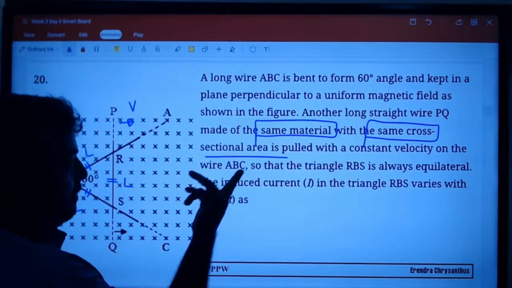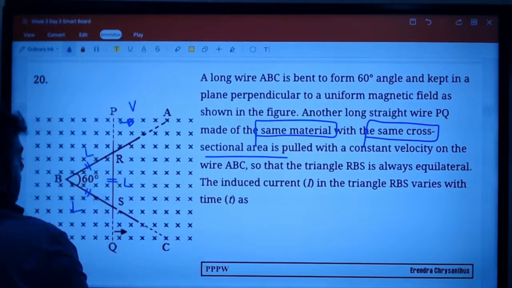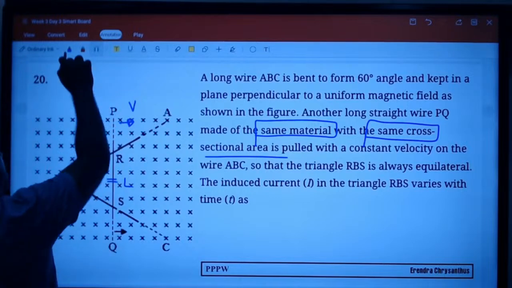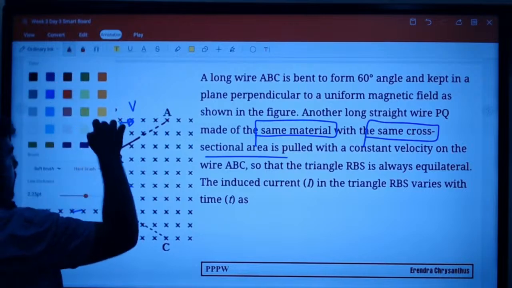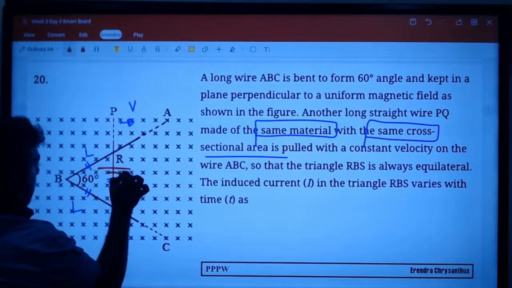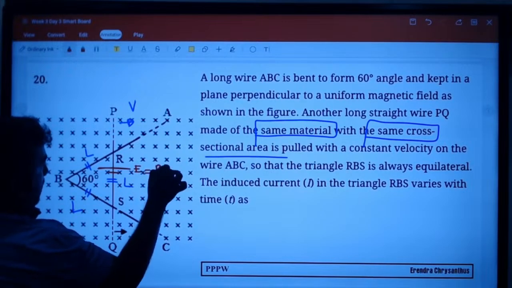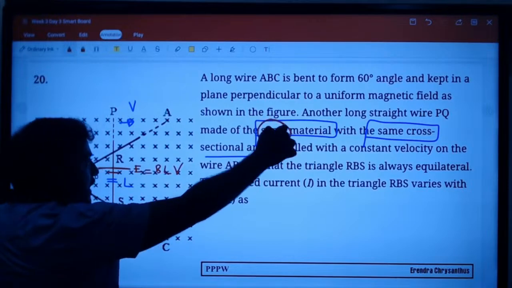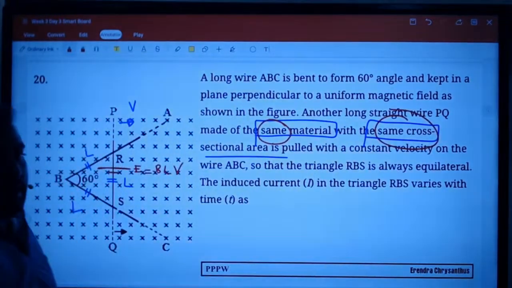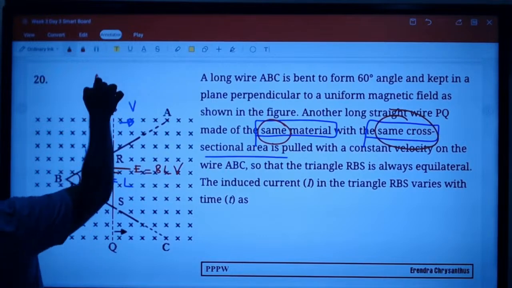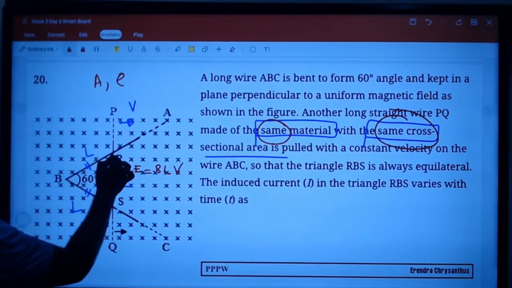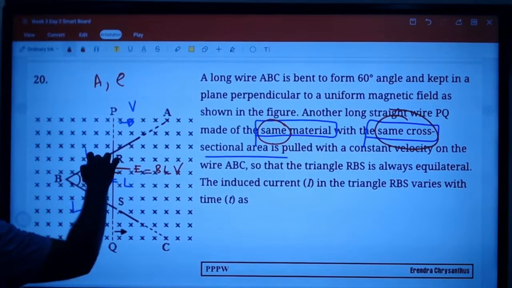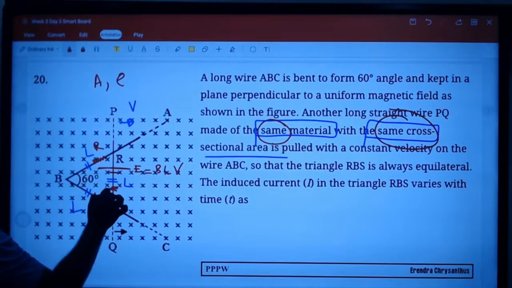Now you can apply Fleming's right hand rule: field, motion, current. Here I can mark the battery, with current going from positive to negative. So EMF is BLV. Remember, there is a reason why there is the same material and same cross-sectional area. A is the same, rho is the same. This source has a length, this source has a length, this source has a length. That means here there is a resistance, here there is a resistance, here also there is a resistance.